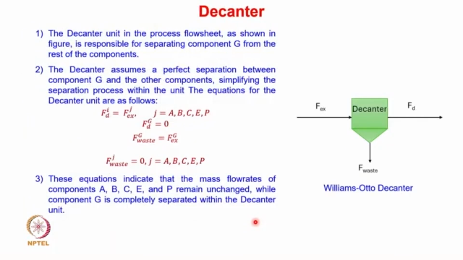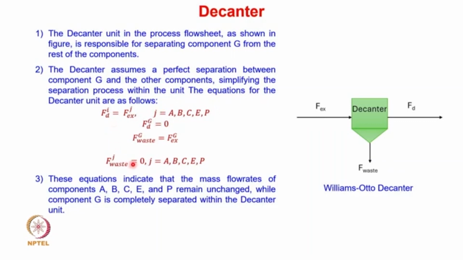The next unit is a decanter. The decanter unit in the process flow sheet is primarily used to remove the waste byproduct G. The decanter assumes a perfect separation between component G and the other components, simplifying the separation process within the unit. The equations for the decanter unit are as follows.